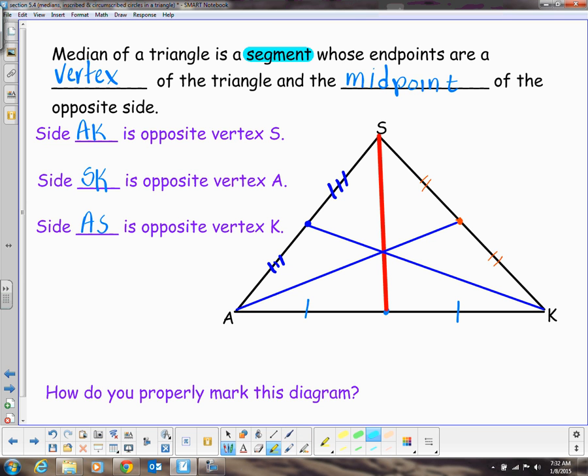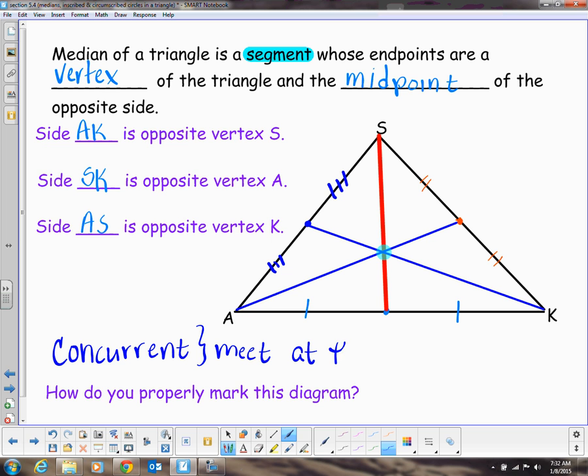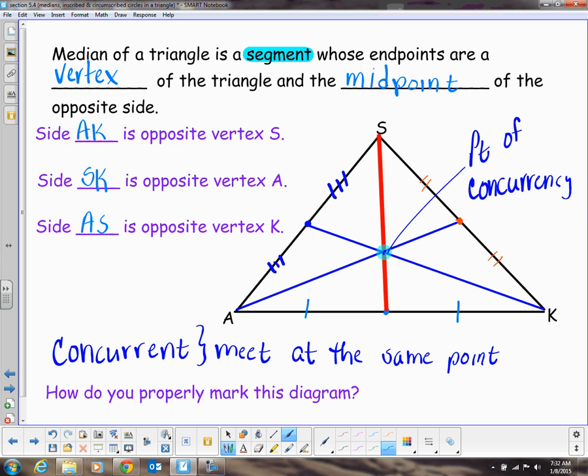Look at this, and this is not a mistake. What's special about those 3 medians? They intersect at a point. This is called concurrent. Concurrent means they meet at the same point. In fact, this is called the point of concurrency. That's the point of concurrency.